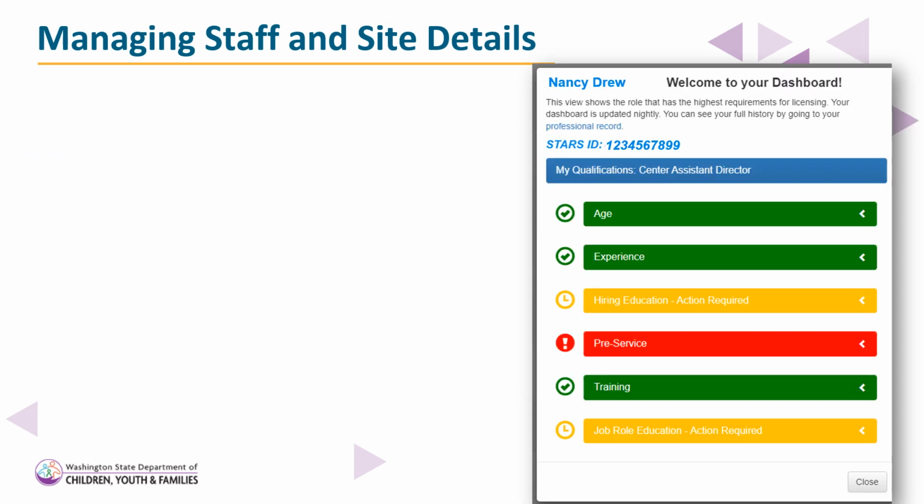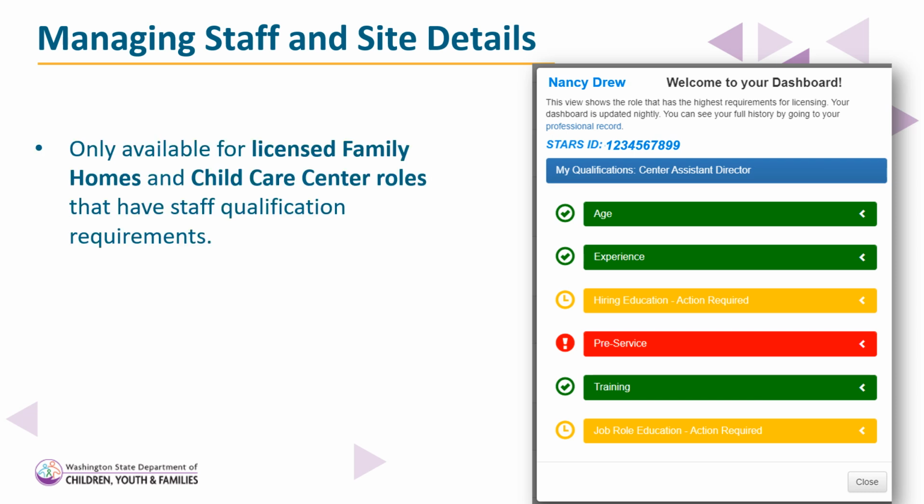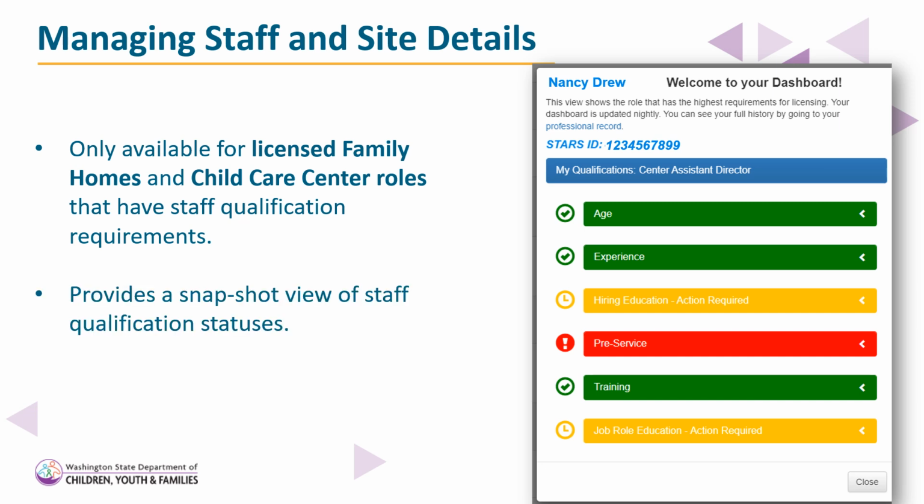Now, let's take a closer look at the staff qualifications dashboard. A few things to note. This is only available for licensed family homes and child care center roles that have a staff qualification requirement. It is not currently available for school age, ECAP, or outdoor nature-based programs. The dashboard provides a snapshot view of their staff qualification statuses, and it is updated on a nightly basis.